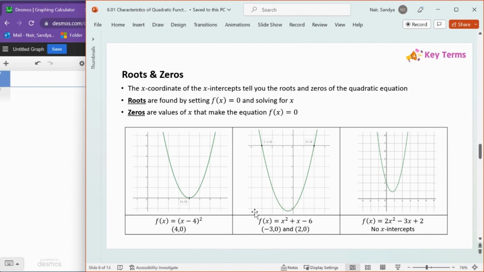Zeros are values of x that make the equation f of x equal to 0. So in this second parabola, if I took f of x equals x squared plus x minus 6, and if I plugged in -3, I would find that the equation equals 0. I would get the same result if I plugged in 2: I would find that f of x equals 0.